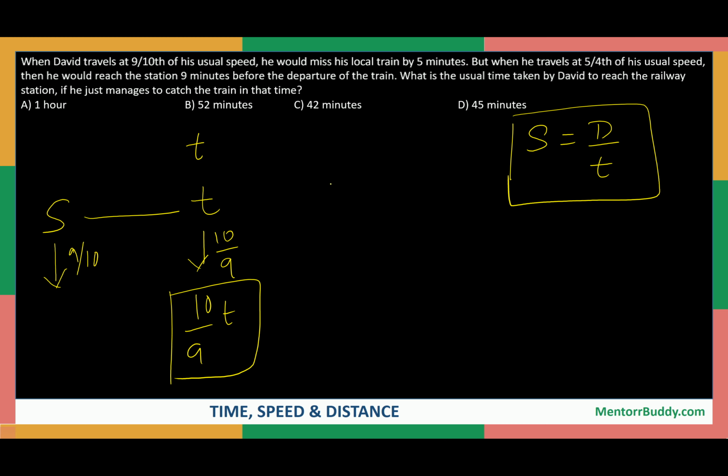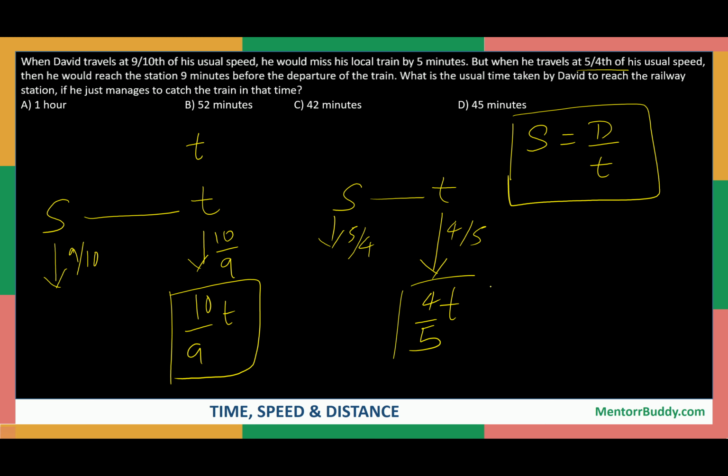And if he is increasing his speed by 5/4 times, where the usual speed is s and time is t, increasing his speed to 5/4 of his usual speed means the speed has become 5/4 times, then the time will be inversely proportional, it will become 4/5 times, right? So the new time will be 4/5t. So we have got two timings: one time is 10t/9 in which he is missing the train, and the second time is 4/5t in which he is reaching 9 minutes before.